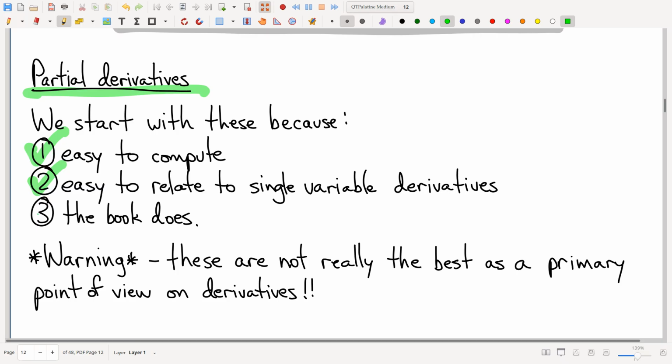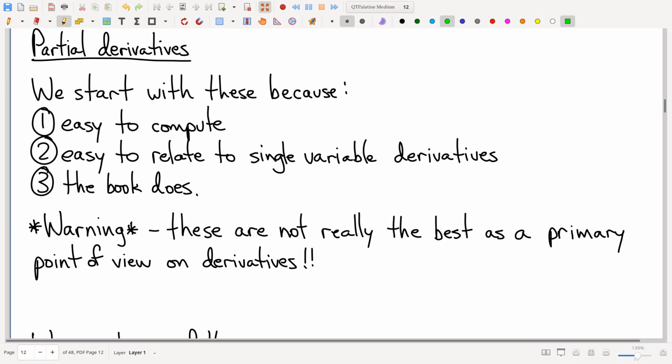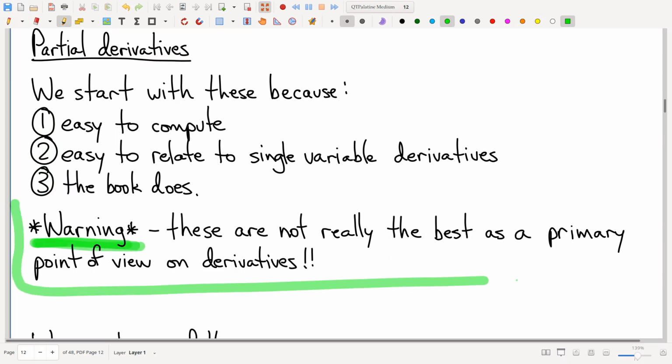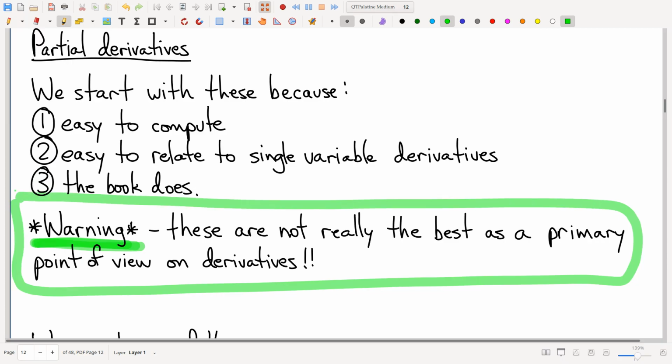And, pedagogically, not for nothing, the book does it this way, and anytime you deviate from the book, there's a little bit of a cost of potential confusion. So there are good reasons, and that's why I will start with partial derivatives. But I will point out, that does not mean that this is pedagogically best. And it also does not mean that these are what should be your fundamental point of view on multivariable derivatives. In fact, I believe quite strongly they should not be your fundamental point of view on multivariable derivatives, right?